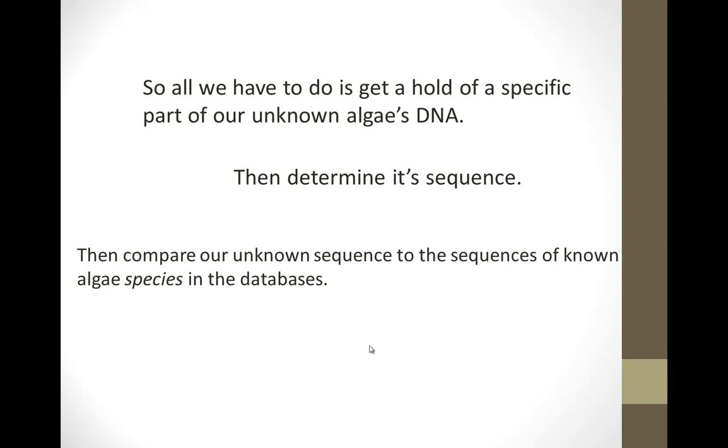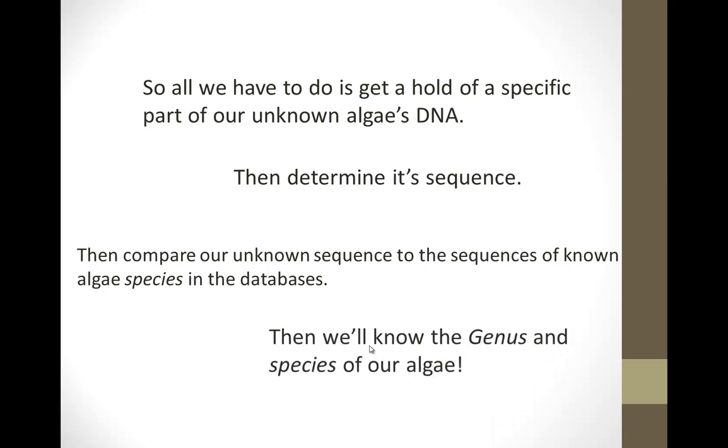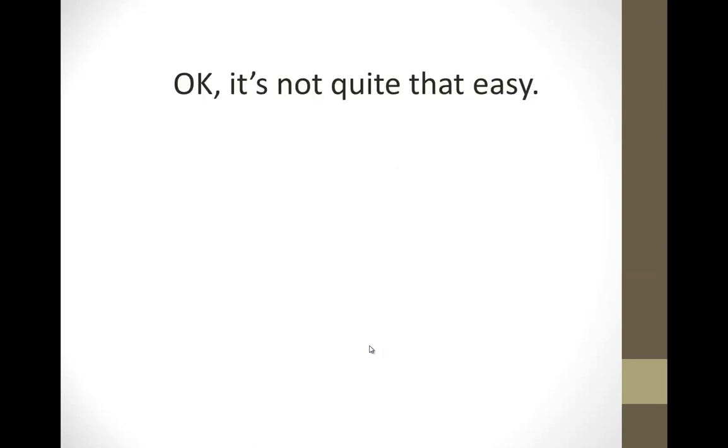Then compare our unknown sequence to the sequences from known algae species that are in the databases. And again, there's a lot of different databases out there. We're going to use a fairly common one in our experiment. Once we do that, we should be able to determine what the genus and possibly even the species of our algae is. So that sounded pretty easy, but it's never quite that easy, and it is going to take us till the end of the semester. So let's look at the broad outline of steps that we're going to use.